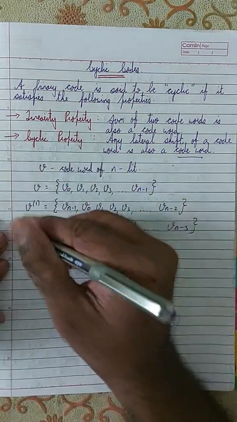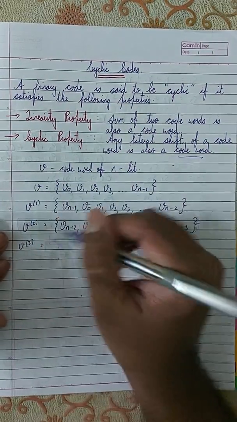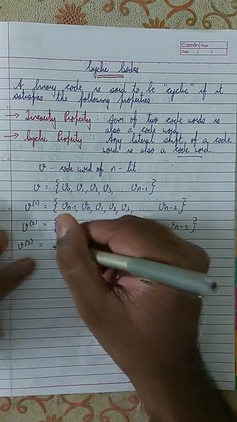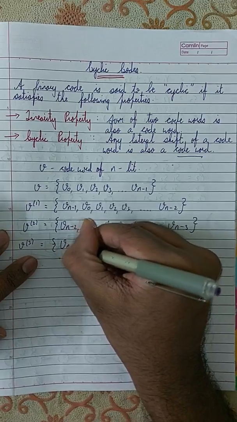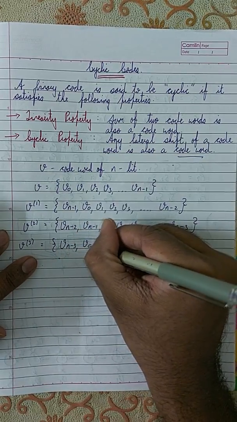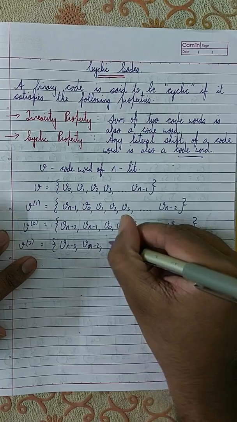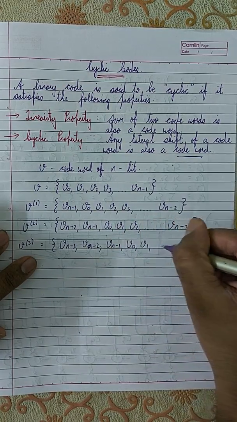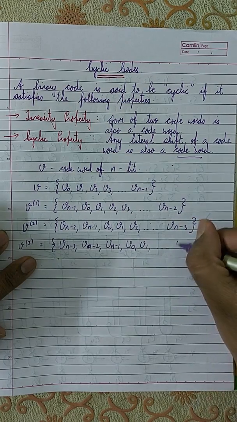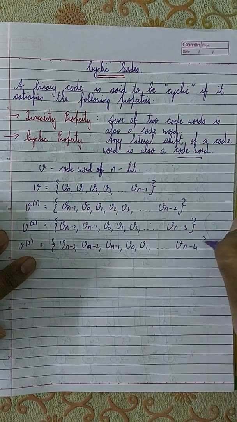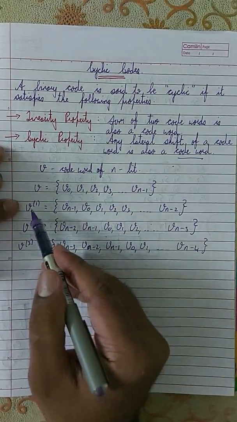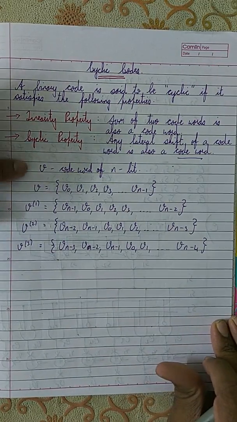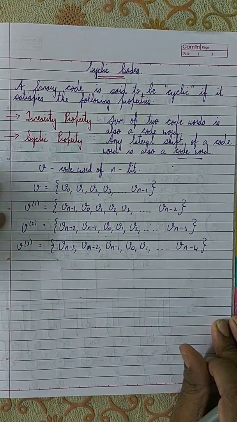In the same way, what is v of 3? V of 3 means shifted three times. This code word has been shifted three times to the right. So in that case, it starts with v of n minus 3, v of n minus 2, v of n minus 1, comma, v0, comma, v1, comma, v2, v3, v4, and goes on up to, and the last bit will be v of n minus 4. So this power of v that you see here represents how many times it has been shifted with respect to the original code word.